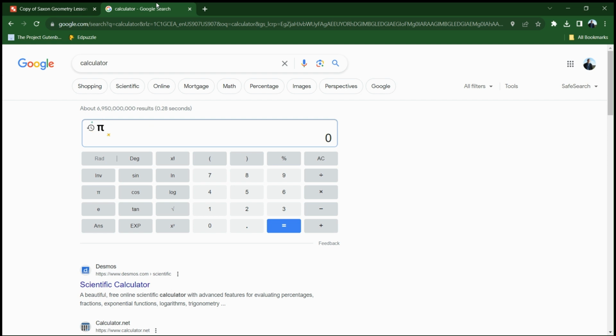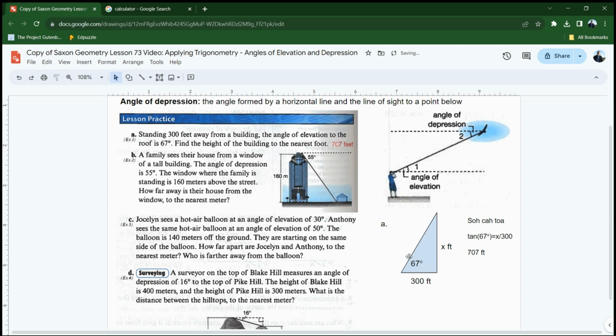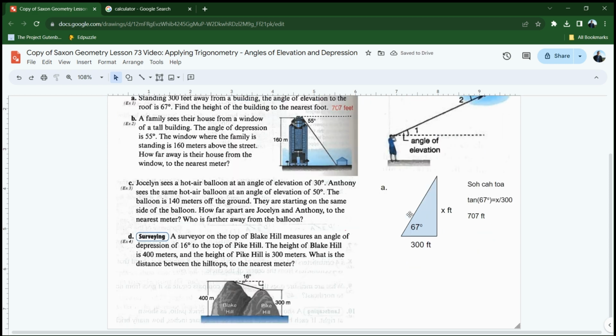So I'm just going to type that in. 300 times the tangent of 67, and it's in degree mode, so I know it's calculating in degrees. I get 707 feet. All right, let's move on to the next one.